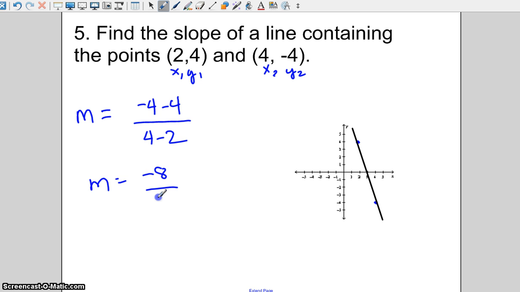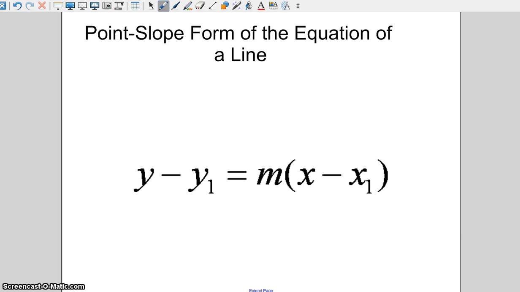For this one, we end up with -8 over 2, and so the slope is -4. And if you look at the line, it's going down, so it makes sense that the slope would be negative. The next formula that you need to memorize is the point-slope form of the equation of the line. This is to be used when you are given a point and a slope.